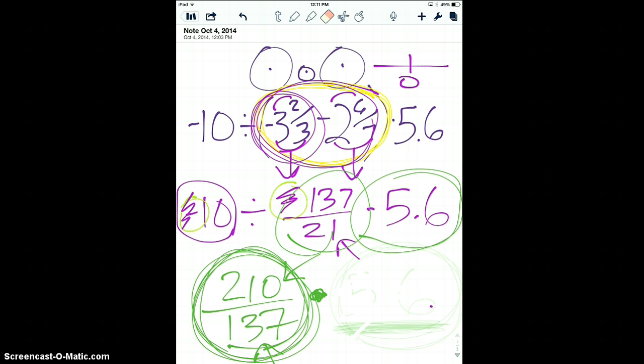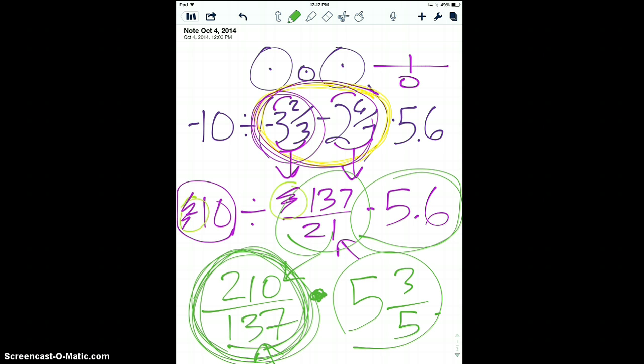So 5.6 as a mixed number would be 5 6/10. But really, if I divide that by 2, that would be 3/5. So I'm going to write that in, 3/5. Okay, and then I'm going to keep going because this one's improper. I want to make this single. When I multiply, I need it single. So to make it improper, I do 5 times 5 plus 3, 25, and then 28. So this is really 28 over 5. Are we good?